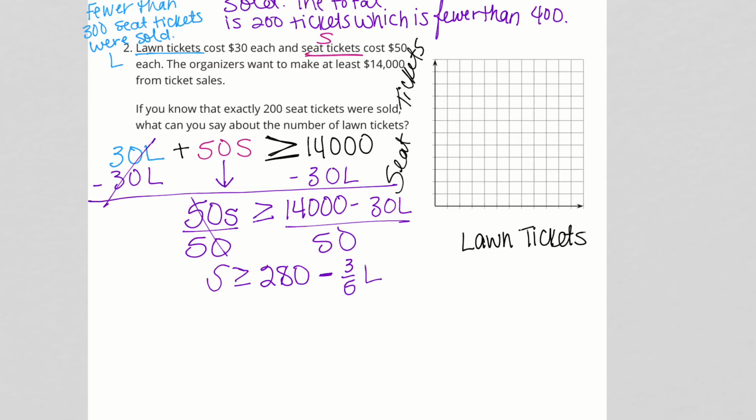So my B is what? That's not my B. My B is 280 because it doesn't have a variable attached to it. My slope, my M, is what? No, we didn't divide by a negative, so we don't flip our sign. So our slope is negative 3 over 5. If we leave our scales the same, then we don't have to worry about adjusting our slope.